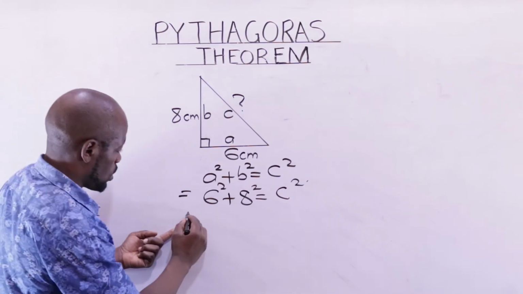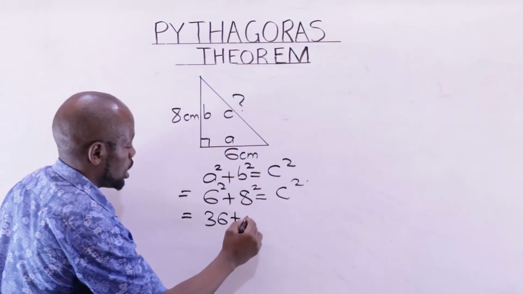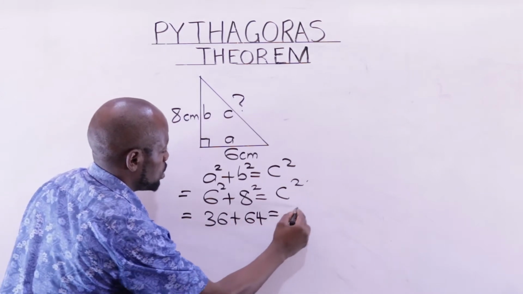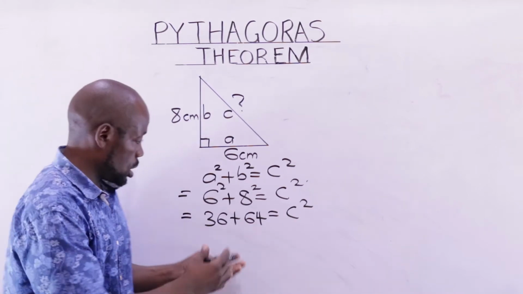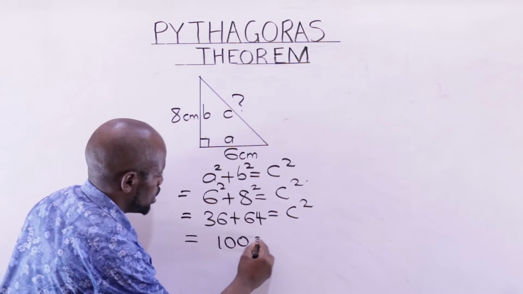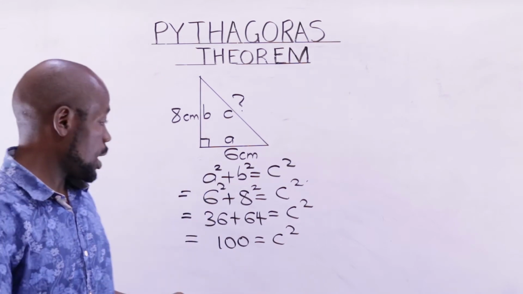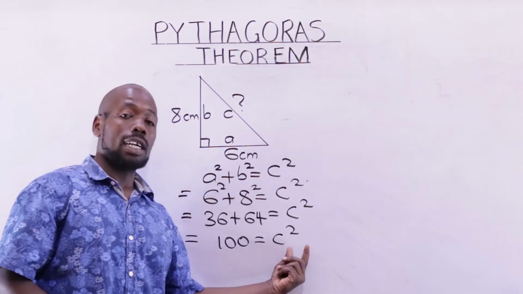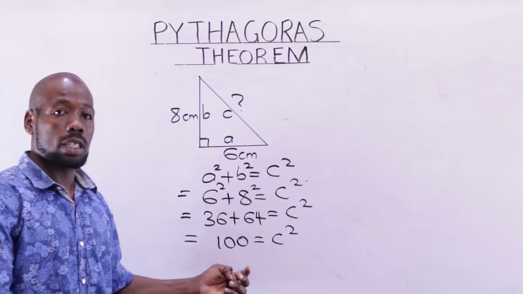Let's see how this works out. 6 squared is 36, 8 squared is 64, should give me c squared. Now, 36 plus 64, this is a simple sum. This gives me 100 is equal to c squared. Anytime you get a situation where we have a value that has a square, and the other value here is a perfect square number, you just get the square root.